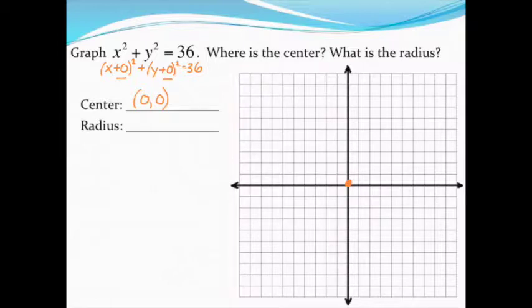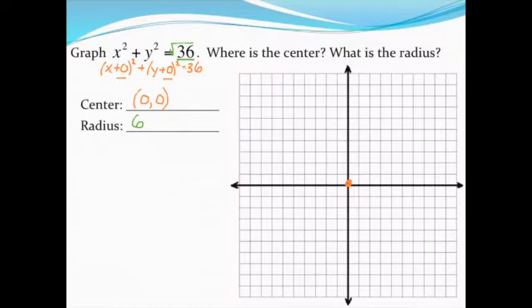To find the radius of a circle from its equation, this number at the end will represent our radius. Or really, it represents our radius squared. To find the radius, we have to take the square root of that number. So the radius of this circle is 6. So knowing where the center of this circle is and how long the radius is, I'm going to count 6 spaces in 4 different directions from my center.